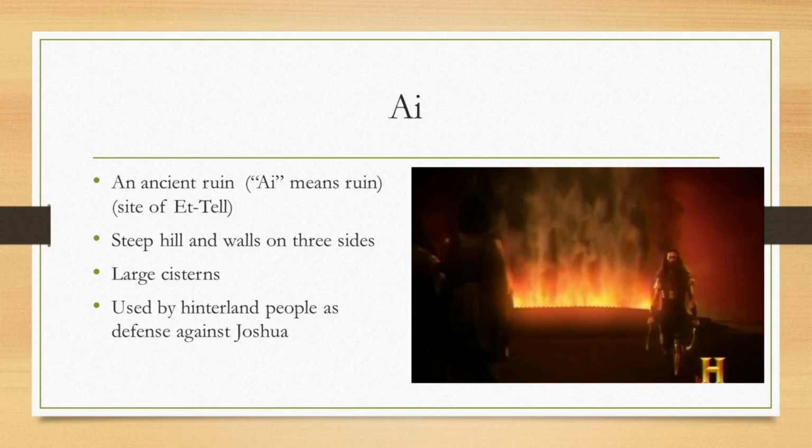There didn't need to be a city there. It was the hinterland people that were using this old ruined fort as a place of defense. And according to Joshua, it worked as a great defense during the first attack. And the Proto-Israelite army was actually defeated there. But with a little bit of strategy, both Ai and an allied city, Bethel, which likely controlled the hinterland and wanted to protect the hinterland people there, were defeated.